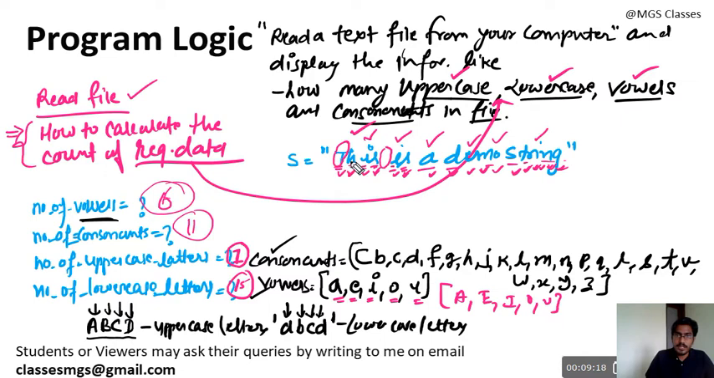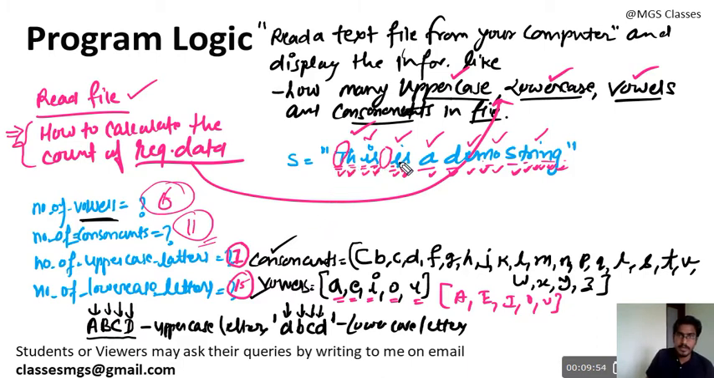So 1, 2, 3, then 4, then 5, 6, 7, 8, 9, 10, 11. 11 are the consonants. How many vowels are there? 1, 2, 3, 4, 5, 6. 6 vowels are there. Then there might be some lowercase letters or uppercase letter where we have made a mistake. Uppercase is one only. So let me count the lowercase.